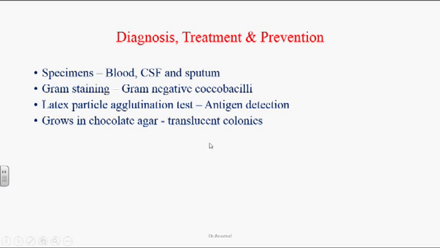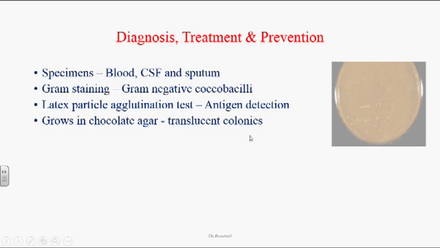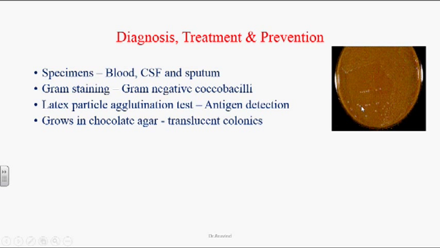These organisms are grown on chocolate agar, because chocolate agar contains both X and V factors. The blood used in this agar medium is lysed blood, so we can have X and V factors together. Whenever they are grown, they appear as translucent, clear colonies. This is a chocolate agar with the organisms grown as clear, transparent, translucent colonies.